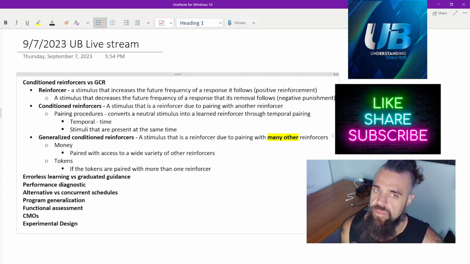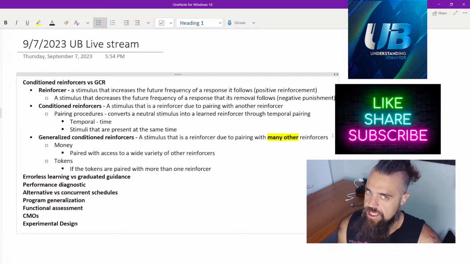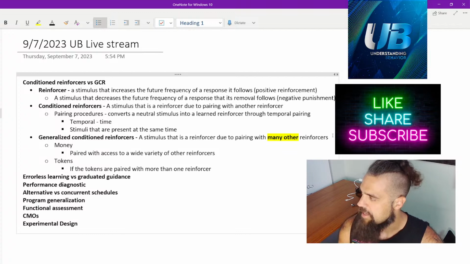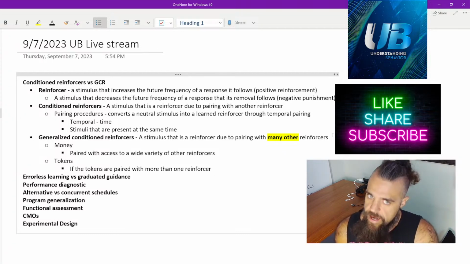Cool. So that is our conditioned reinforcers and generalized conditioned reinforcers. Let me know if you guys have any questions about those.